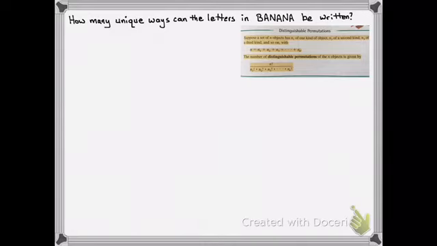Notice what this is saying right here. It says n is equal to n1 plus n2 plus n3 plus et cetera. So we have 3 A's, that would be our n1. We have 2 N's, that would be our n2. And we have 1 B, that would be our n3. And 3 plus 2 plus 1 equals 6, the total number of elements that we have.